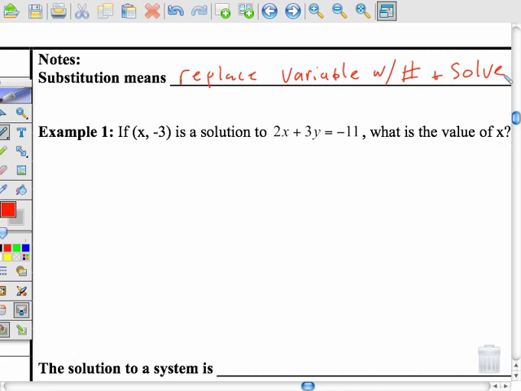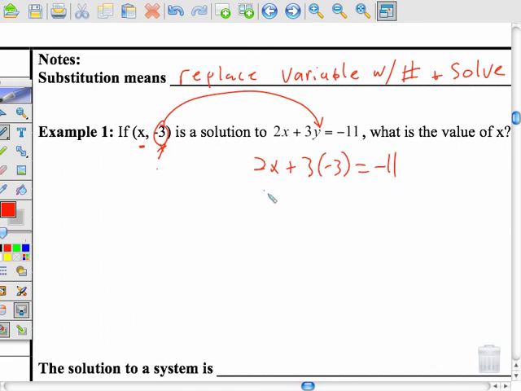So look at example 1. It says if (x, -3) is a solution to 2x plus 3y equals -11, what's the value of x? So we have our value of x, and this is the y value. It gives us the y value. So we're going to take this -3 and plug it in for y. So you'd have 2x plus 3 times -3 equals -11. And it says, what's the value of x?